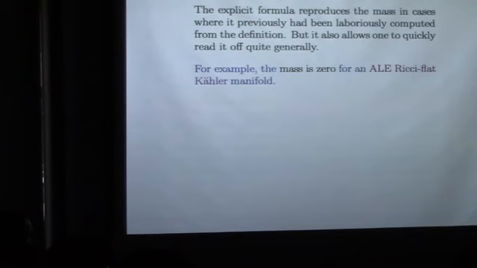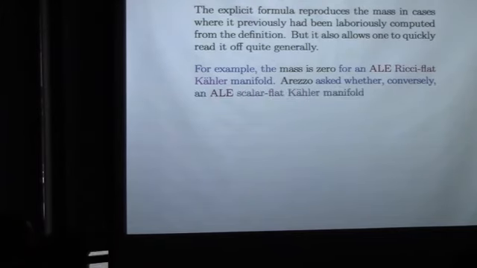Fortunately, Mike Anderson had suggested I should do this because he knew about the paper of Gibbons and Pope, and so I calculated the mass and found out it was a counterexample. But a more recent question that was asked by Claudio Arezzo: if you have an ALE Ricci flat Kähler manifold, it certainly has mass 0, but he wanted to know maybe if you had an ALE scalar-flat Kähler metric for which the mass was 0, maybe the metric had to be Ricci flat.